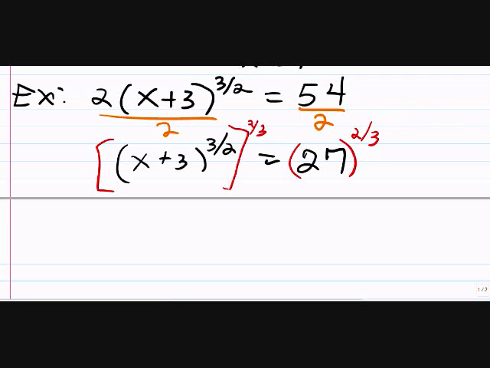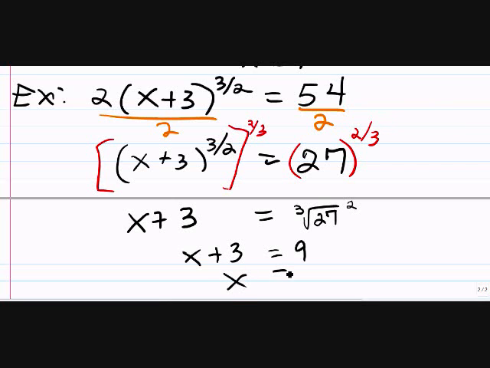Okay. So 3/2 times 2/3 is 1. So this is x plus 3 to the 1st power. 27 to the 2/3 power, you could put that in your calculator as 27 caret parentheses 2 divided by 3. Or you could think this through. This is the 3rd root of 27. Oh, that's 3 squared. Oh, that's 9. Well, yeah, really. If you had a calculator, why would you even bother? Which gives me x equals 6.